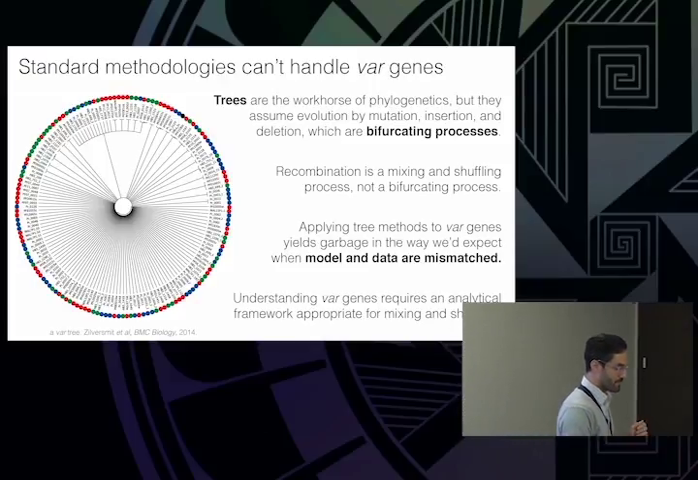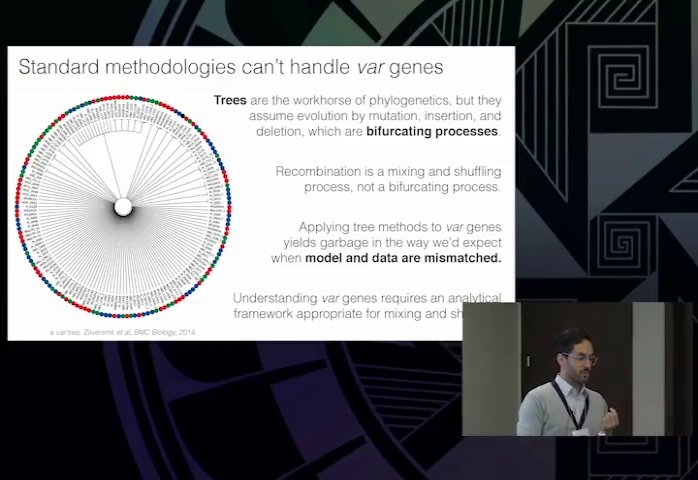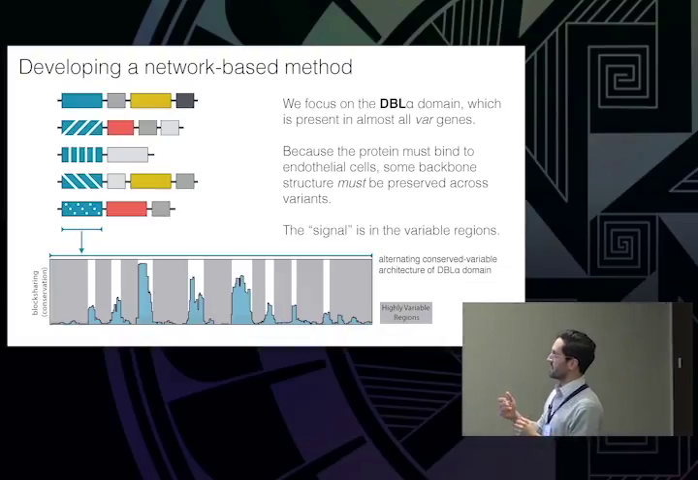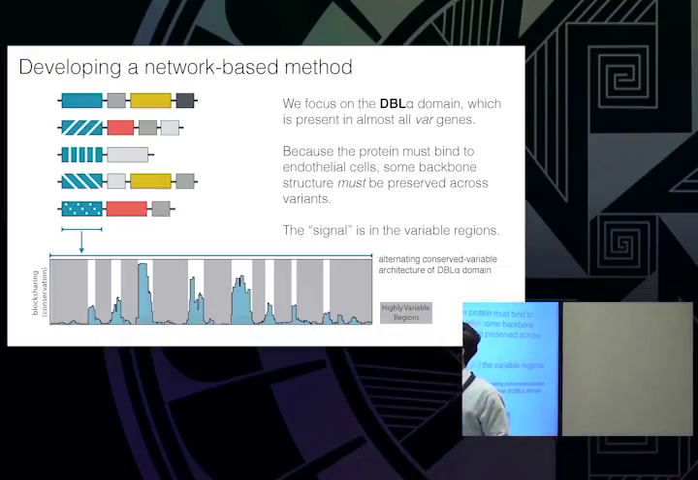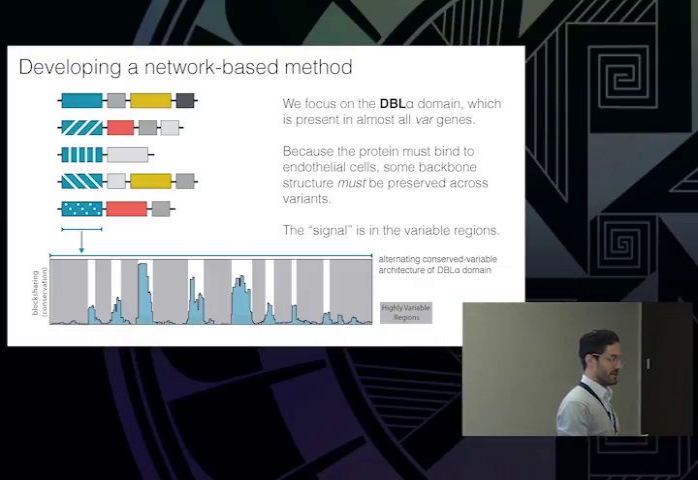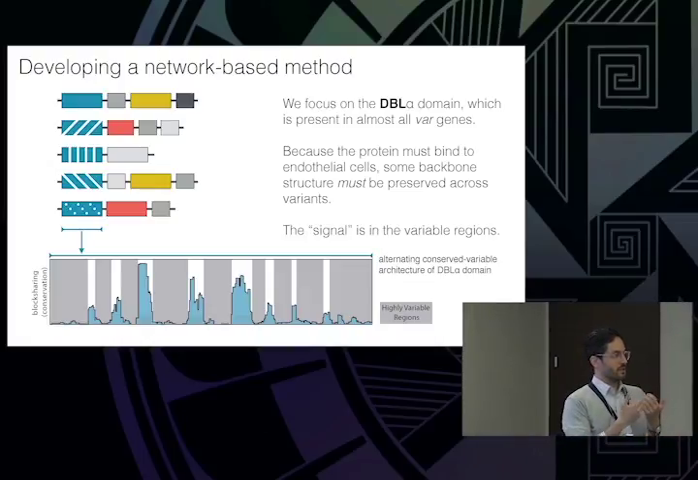Yeah. Okay, so if we want to understand these genes, we need some kind of analytical framework that's actually appropriate for the mixing and shuffling. So what we'll do is, surprise, develop a network-based method. We're going to focus on the DBL alpha domain, which is present in almost all of our genes. That's this blue domain here that I was talking about. We like the DBL alpha domain because DBL also happens to be my initials, so I feel a certain closeness to the problem.